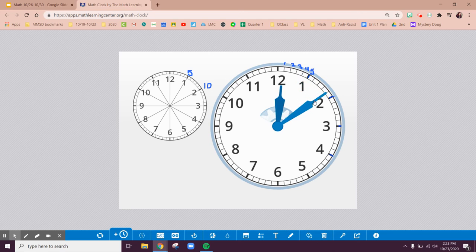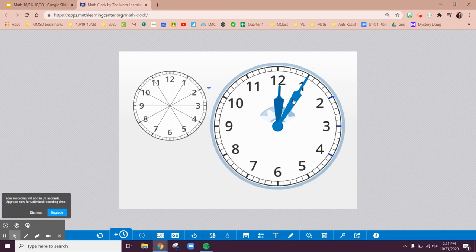So if I move my minute hand on 1, this time would be 12:05 because my hour hand is pointing to the 12 and my minute hand is on the 5-minute marker. So this is 12:05. That's our first time we're going to look at. We're going to look at a couple others.